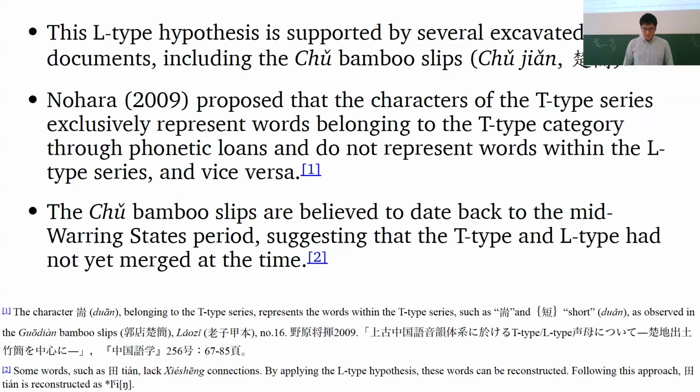And so this L-type hypothesis is supported by several excavated documents, including Chujian and Qinjian. And I wrote a paper in 2009, and I proposed that the characters of the T-type series only represent words belonging to the T-type category through phonetic loan, and do not represent the words within the L-type series, and vice versa. So the Chu bamboo slips are believed to date back to the mid-Warring States period. So it suggests that T-type and L-type had not yet merged at the time. So this is a kind of important thing.